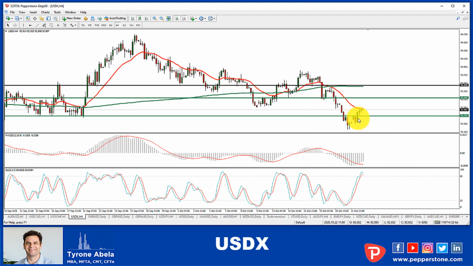We'll pop into the 4 hour, and this is where the concerns come in. It's straight into a 20 moving average. We know previously it's respected that a lot, all the way down here. You can see there, it is a tough moving average for it to break, especially on a 4 hour.